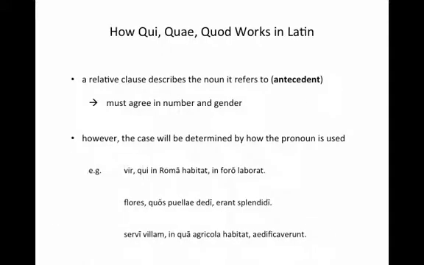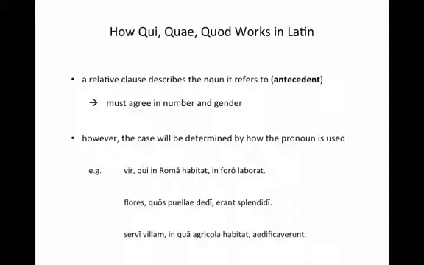So let's talk about how qui, quae, quod works in Latin. First, we said the relative clause, which starts with our relative pronoun qui, quae, quod, refers back to the noun it modifies. And this noun is called the antecedent. So, like with adjectives, the relative pronoun must agree in number and gender with the noun that it refers back to, its antecedent. However, the case won't necessarily be the same as its antecedent because qui, quae, quod can work differently in sentences, and this is easiest to see with some examples.